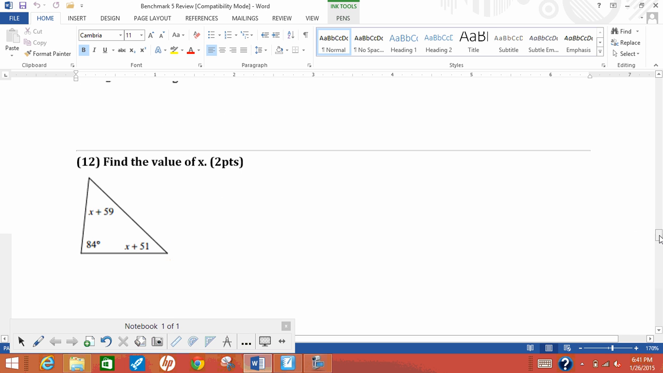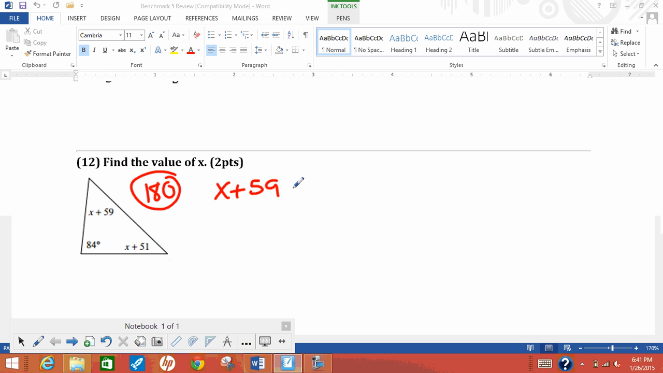Number 12, hopefully is a dream. We're finding the value of x. These are all interior angles. All of them should add up to 180. All the angles in a triangle add up to 180, so let's do that. This simplifies into an algebra problem. 59 plus 51 gives me 110, plus 84 gives me 194.